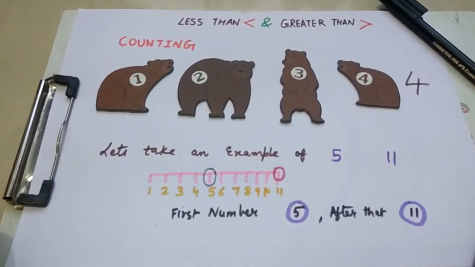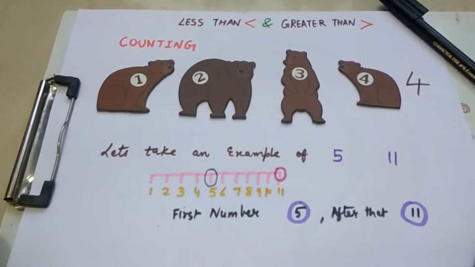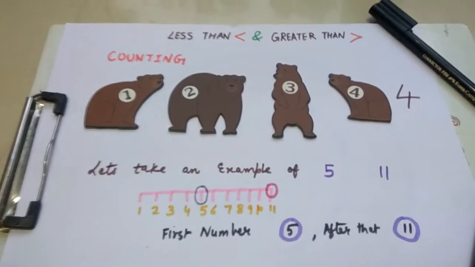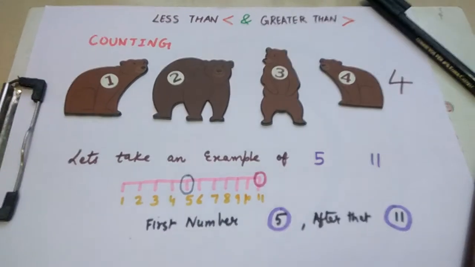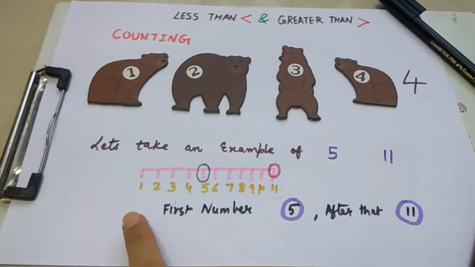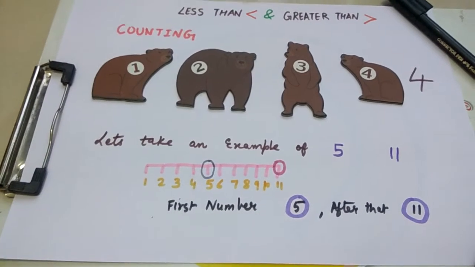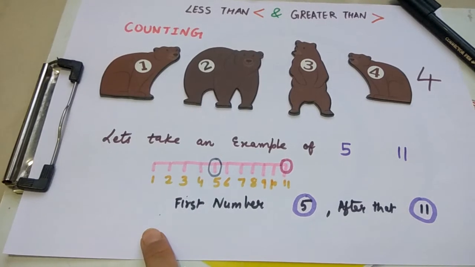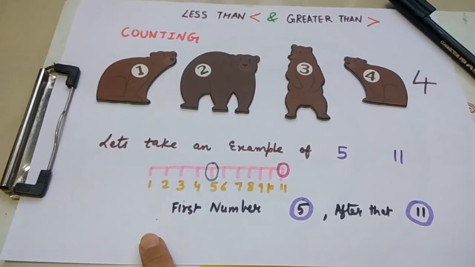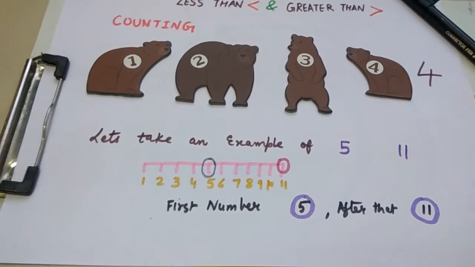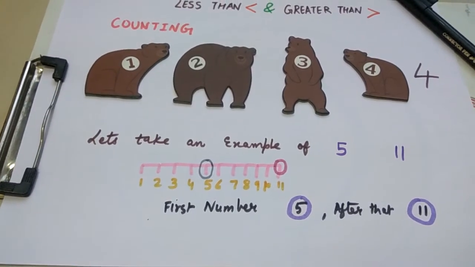Now, to understand the concept of less than and greater than, I have taken an example of 5 and 11. On the scale which starts from the number 1 till 11, I have written all the numbers. So you have to circle or highlight the number 5, which is one of the numbers given as an example, and also highlight number 11.